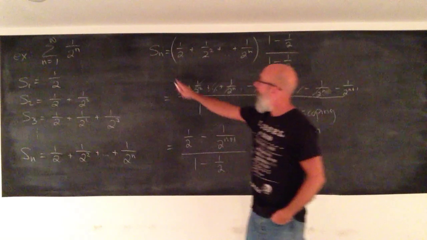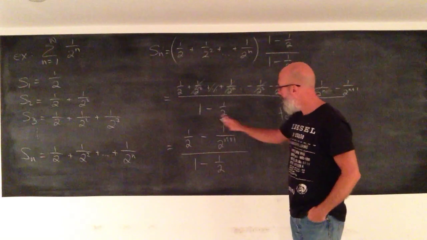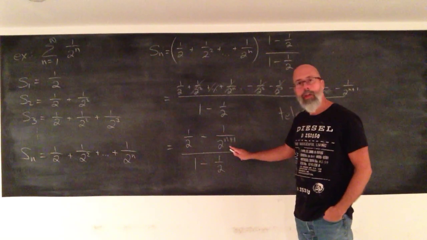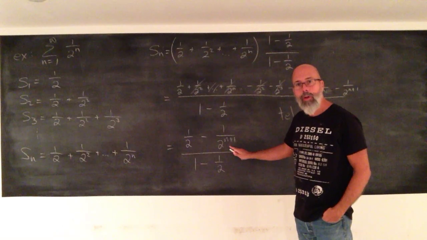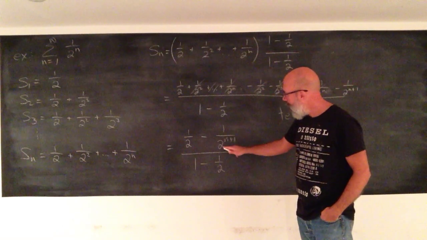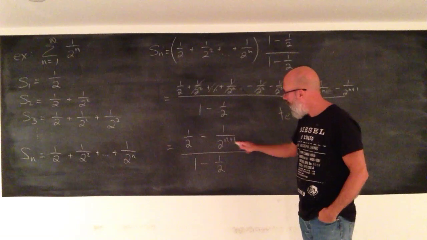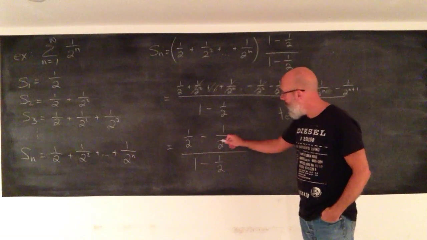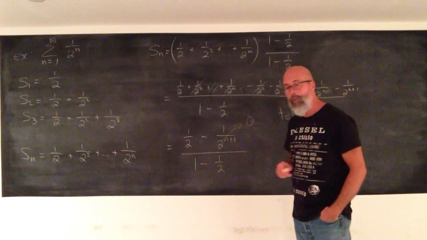And now, as n goes to infinity, what is happening to 1 over 2 to the n plus 1? Well, as n goes to infinity, 2 to the infinity is infinity, 1 over infinity is 0. This term is going to go to 0.